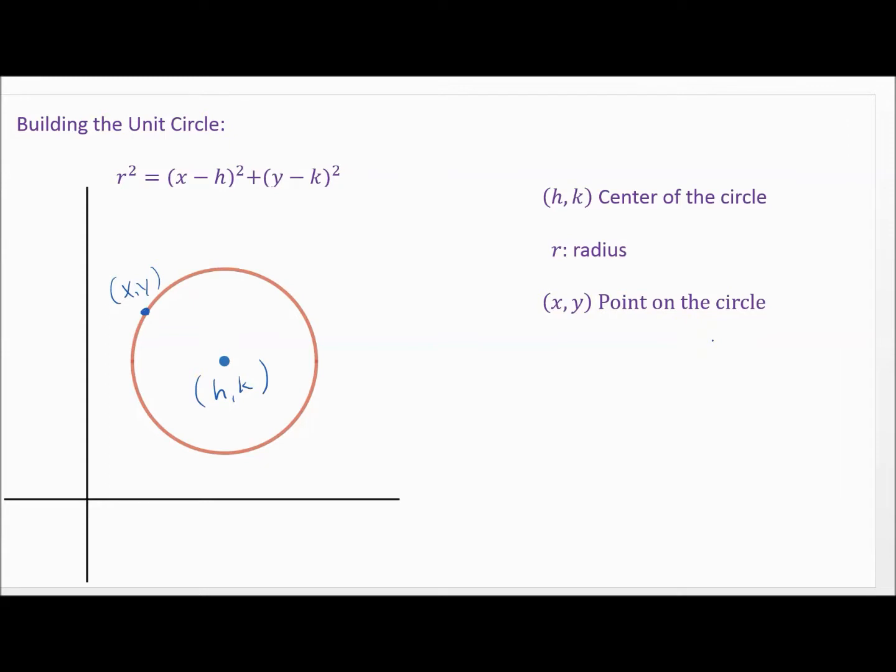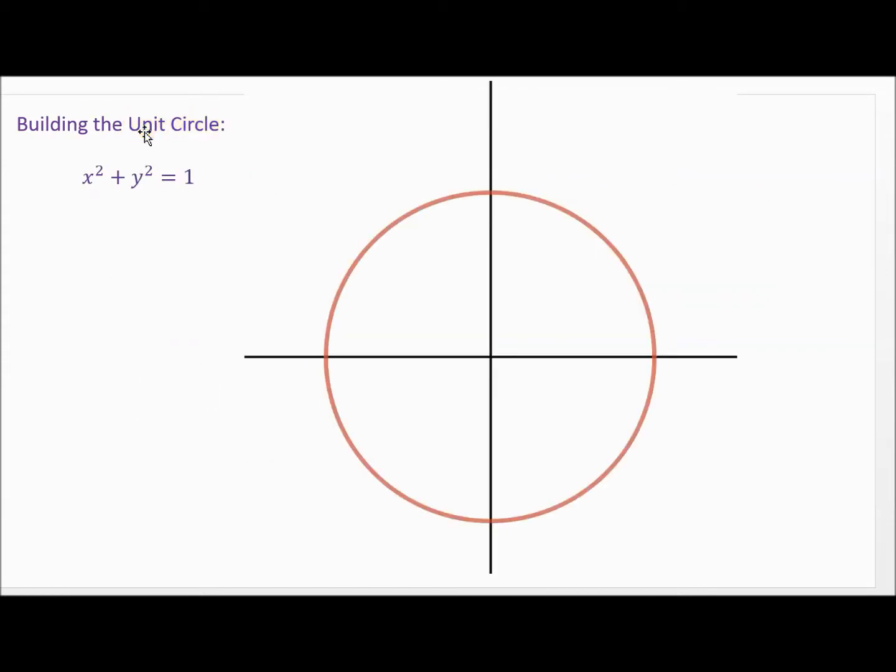Now, you've heard me keep saying this idea of a unit circle. Well, what in the world is a unit circle? Well, let's go to another page. There is a unit circle. Now, what's significant about this particular circle is look at the center of the circle. The center of the circle is right here, 0, 0. So 0, 0 is my HK. So HK equals 0, 0.